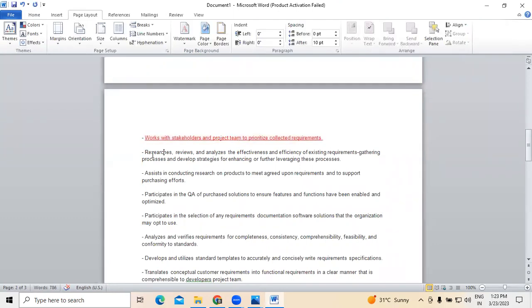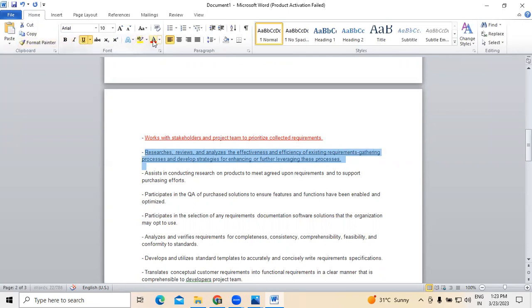Next, researching, reviewing and analyzing effective ways of existing requirements gathering. This is also a common point anyone has to focus on, because of research as well as reviewing the existing processes, existing requirements, what we have gathered and understood. That sort of knowledge, being a BA, you need to be good with.